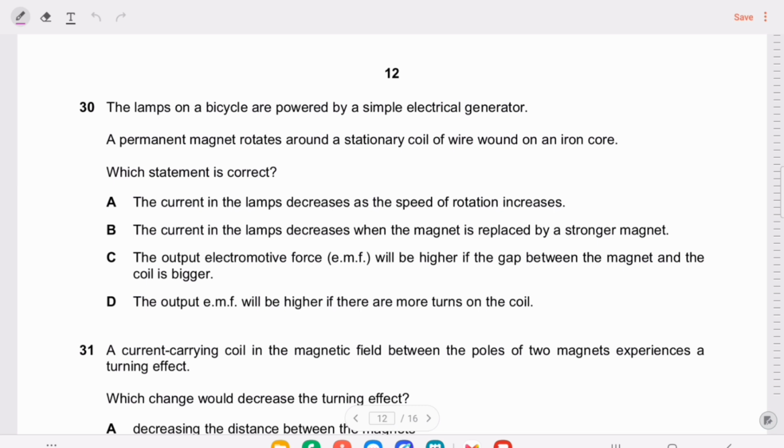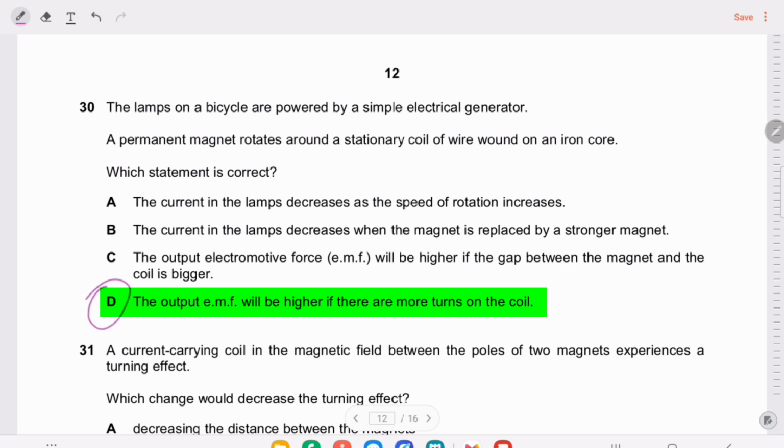This is electromagnetic induction, one of the Cambridge favorite topics. Electromagnetic induction happens when magnetic field lines cut through the coil. The more turns the coil has, the more field lines are cut, and the greater the induced EMF. Faster rotation increases the EMF, not decreases it. A stronger magnet increases the EMF. A large gap weakens the magnetic field and reduces the EMF. So in that case, only option D definitely increases the output.